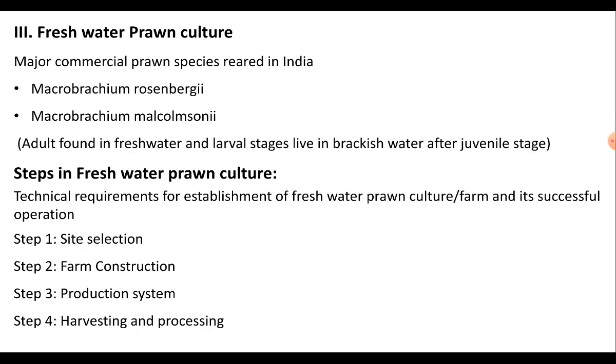Coming to the freshwater prawn culture, which is the most widely used method, where major commercial prawn species are reared using freshwater prawn culture. The species which are cultured are Macrobrachium rosenbergii and Macrobrachium malcolmsonii, where adults are found in fresh water and larval stages are found living in the brackish water after attaining the juvenile stage.